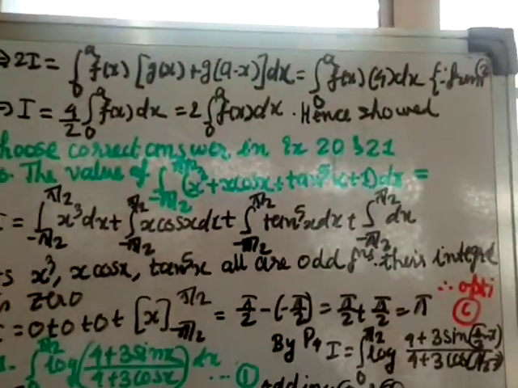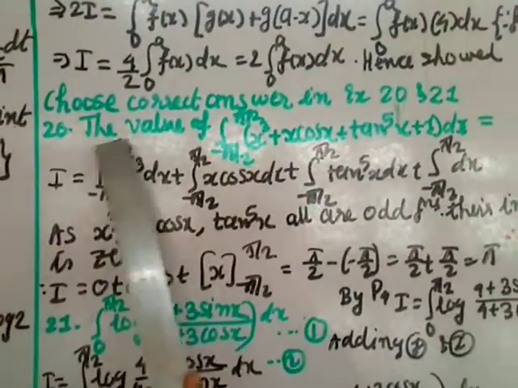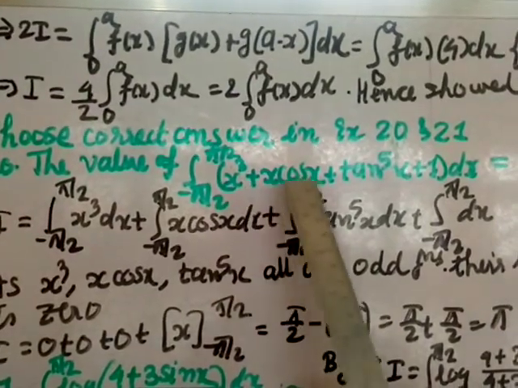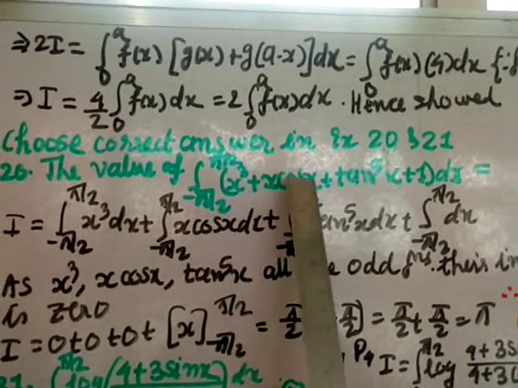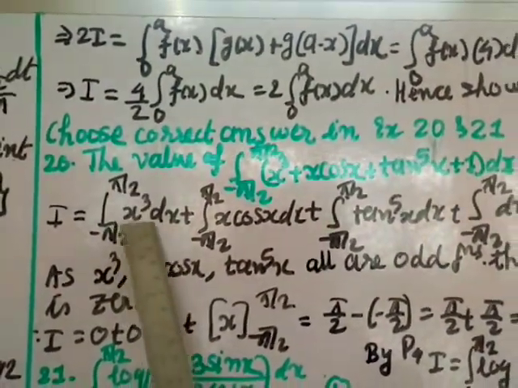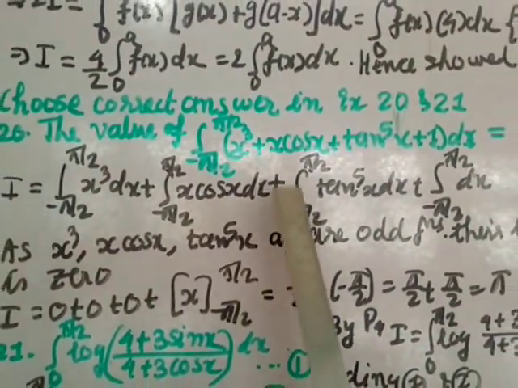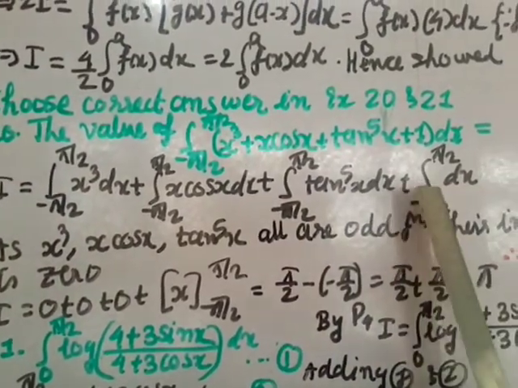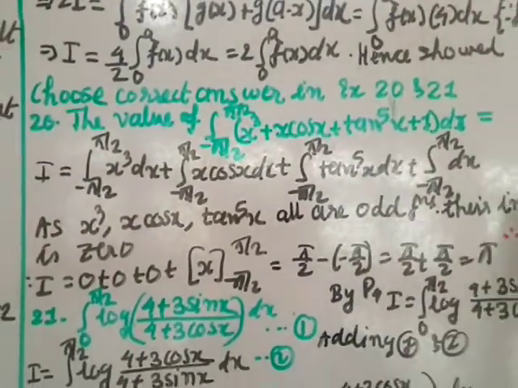Hence proved. Choose the correct answer in exercises 20 and 21. 20. The value of integral from minus pi by 2 to pi by 2 of x cube plus x cos x plus cos power 5 x plus 1 dx equals. So give the integral to each term. So I have given here integral minus pi by 2 to pi by 2 x cube dx, plus integral minus pi by 2 to pi by 2 x cos x dx, plus integral minus pi by 2 to pi by 2 cos power 5 x dx, plus integral minus pi by 2 to pi by 2 dx. Now these first three terms are odd functions, so their integral is 0.